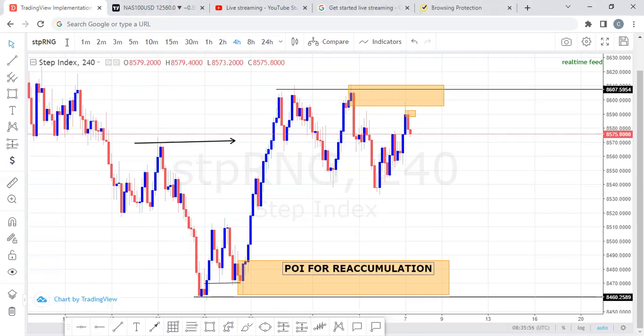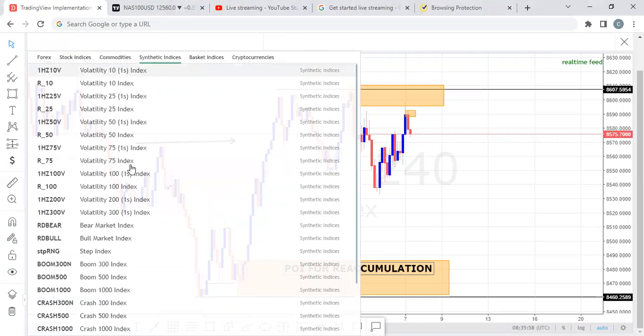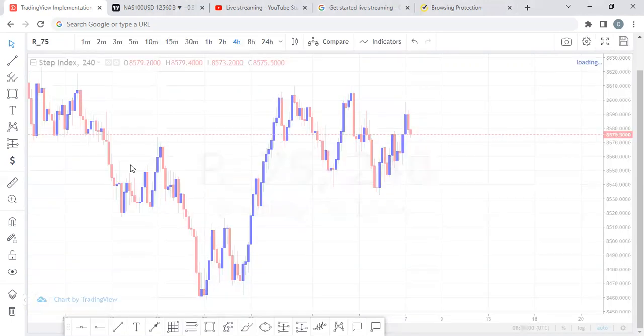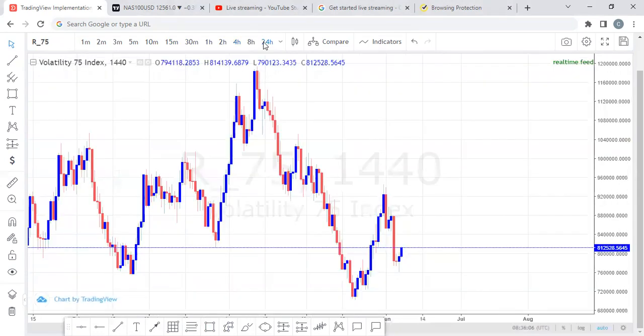All right, so let's look at the G75 and then we end it. G75 is actually very easy, just a very straightforward chart. Let's go to the daily time frame. It's actually very easy, right?